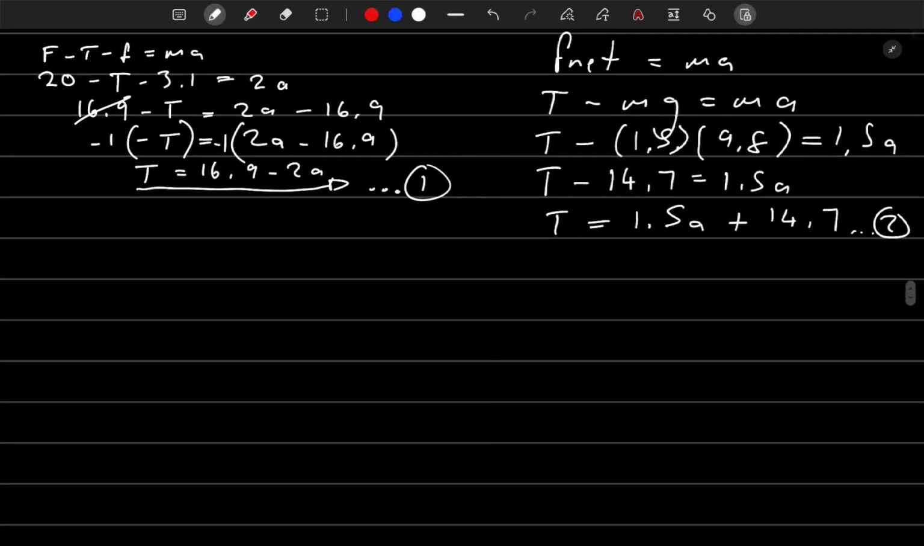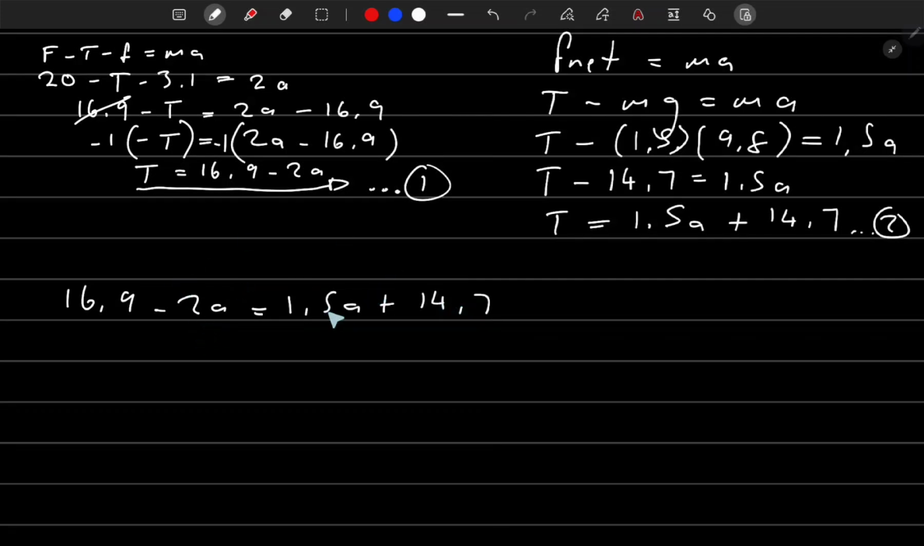So 16.9 minus 2a is equals to 1.5a plus 14.7. And then what do we do in this particular case? We want to take this 2a and move it to this side because it's going to become positive. And then we take this 14.7 and move it to the left. Now we cannot have a negative acceleration. That's why I want it to become positive.